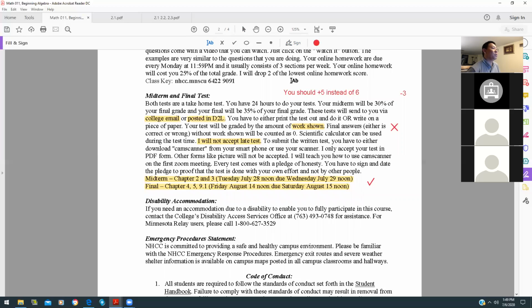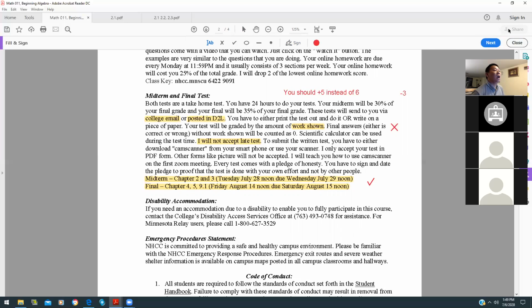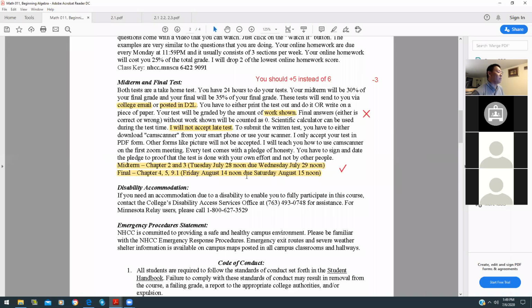That's why I want you guys to put this in PDF form. Make sure you put it in PDF form. Okay, I need it in a PDF, not pictures. A lot of people like taking pictures, so do not take pictures, because if it's in pictures I cannot grade it. It's very difficult for me to grade.